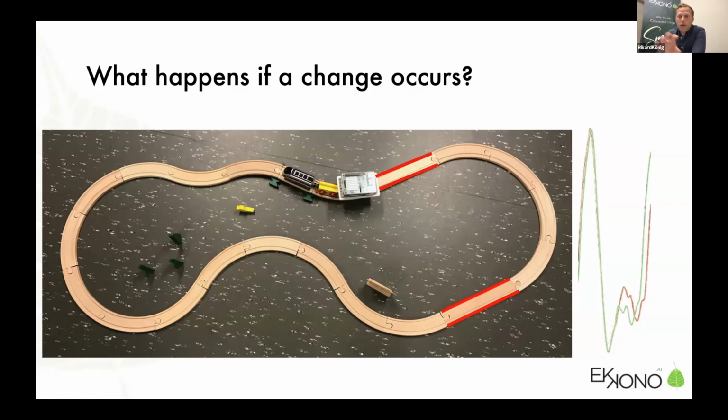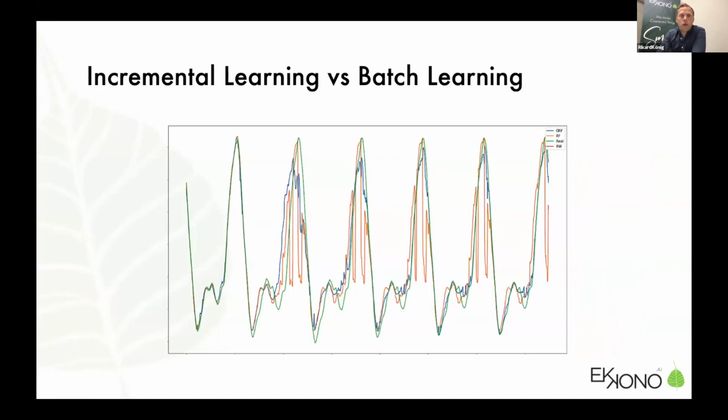So if we take this change and continue to run both the same models, we see that, okay, here is a change. They work similarly well. And here suddenly the batch learn model, that is the orange one, totally goes bananas. The relationship it has learned is not there anymore.